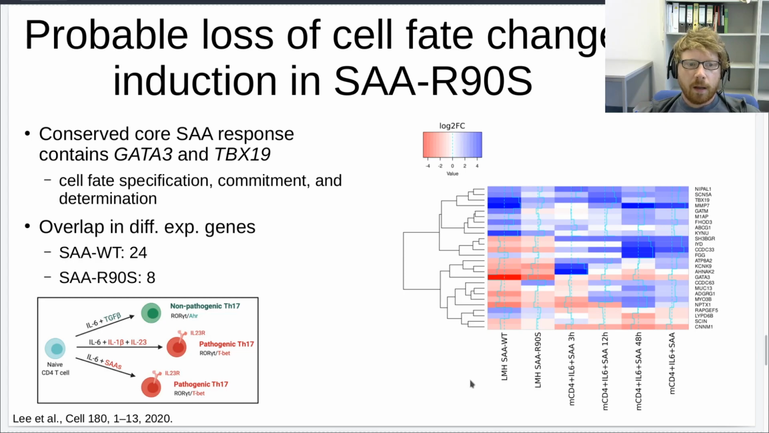So last year there was a publication in Cell where it was shown in mice that SAA together with IL-6 leads to a change in the cell fate specification of immune cells, in this case CD4 T cells, towards pathogenic Th17 cells. So we checked if we see an overlap between the differentially expressed genes and in these murine cells, and we saw that 24 genes were commonly differentially expressed in our SAA wild-type cells with the murine SAA-induced CD4 T cells, but we only found an overlap of 8 DE genes with the mutant form.